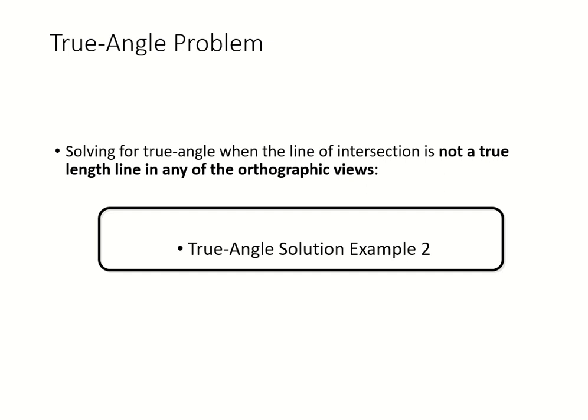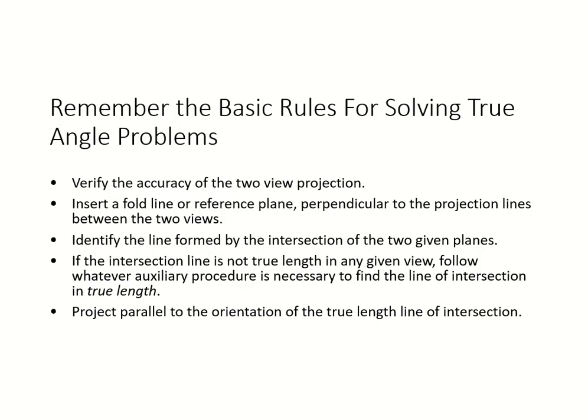Let's go into the true angle problem, example 2. We're going to recap our basic rule. First, we verify the accuracy of your two-view projection. Then we insert the fold line.